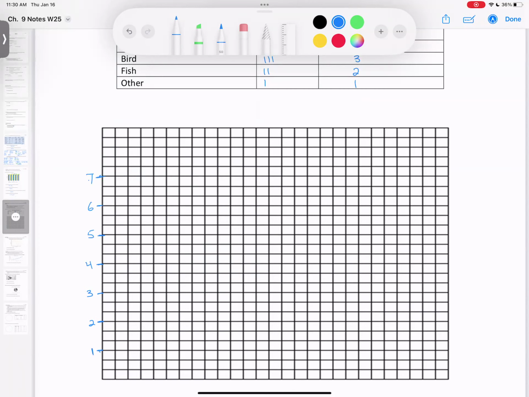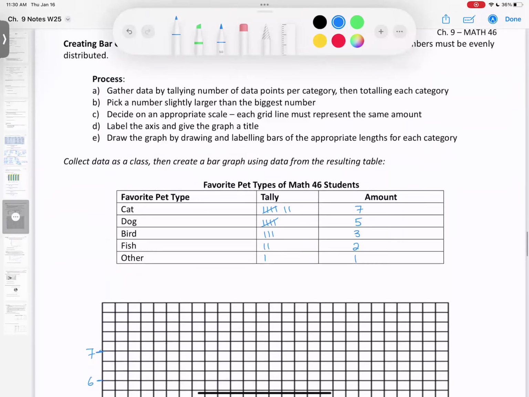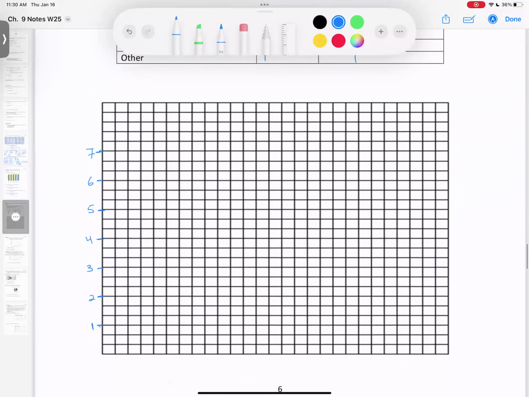Okay, so 7 is going to be way up here. Okay, so we've got an appropriate scale. Now we want to label the axes. That should be both axes. And give the graph a title.